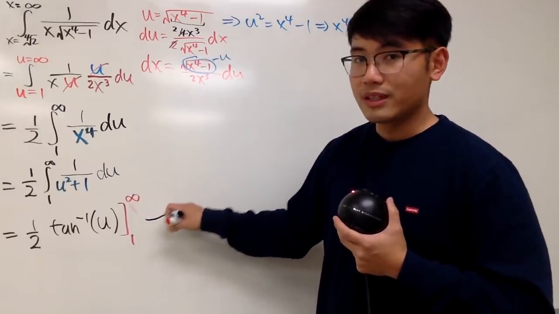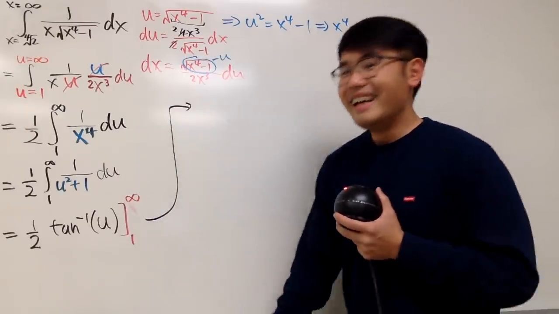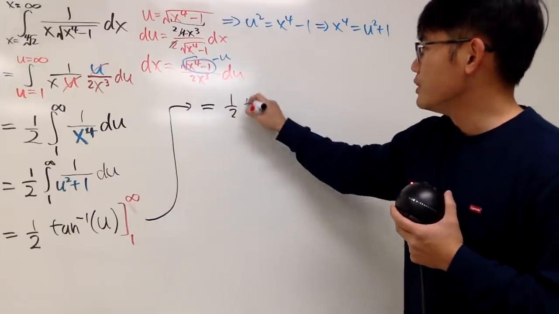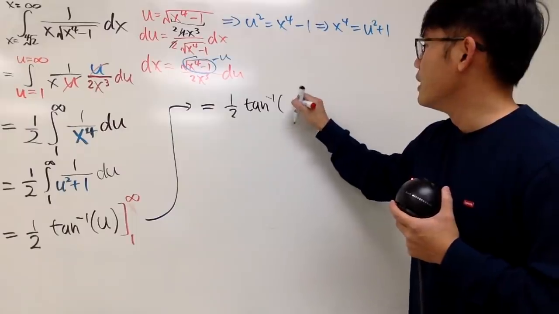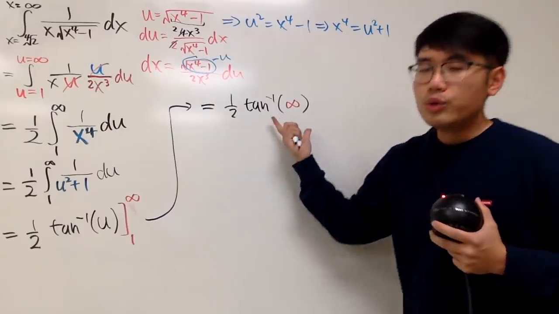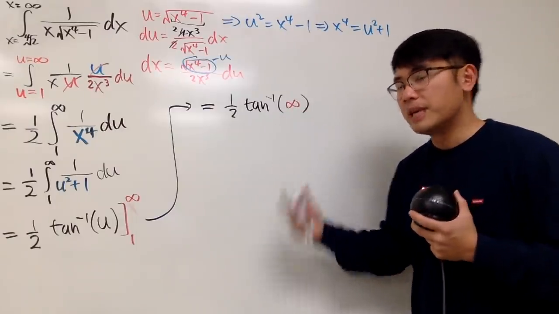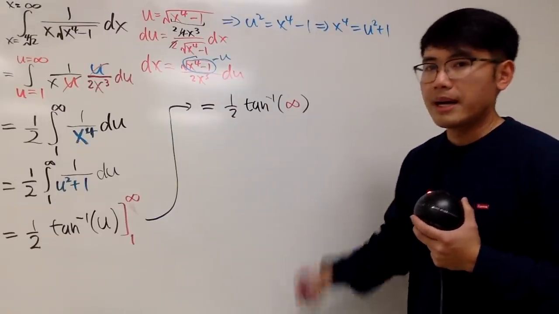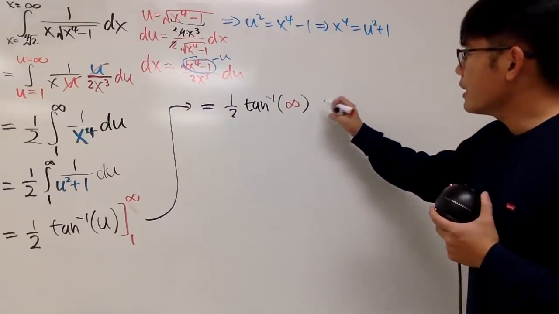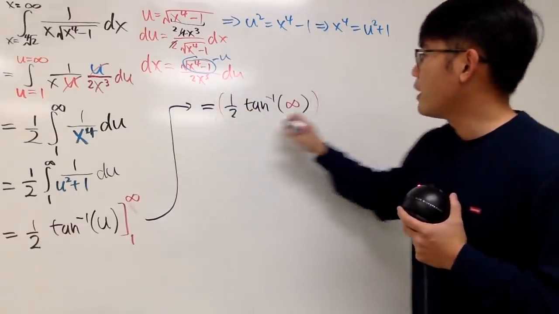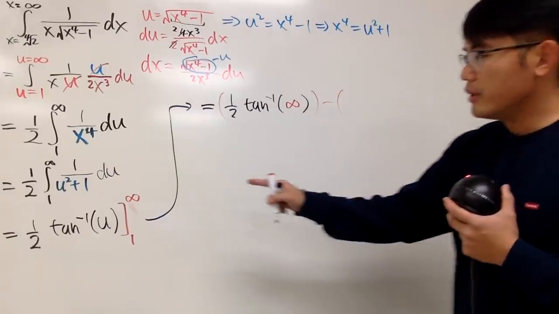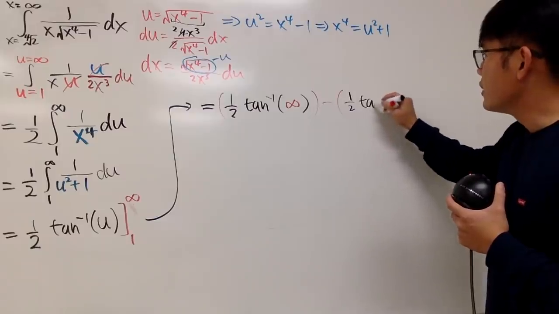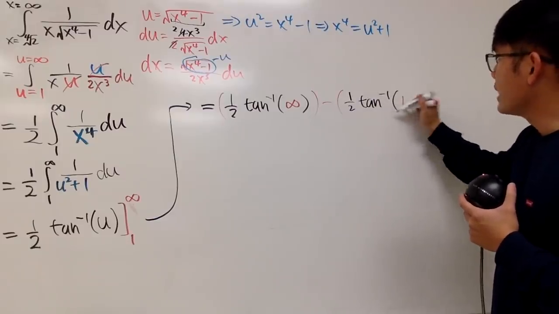Let me just draw another integral sign like this for you guys. Anyway, this right here is equal to 1/2. Put infinity there first, which is the inverse tangent of infinity. And when you do this, you are taking the limit. Okay, just keep that in mind. And in fact, you can draw a conclusion right here. So this notation is not that bad at all. Next, don't forget to subtract. Right? This is the first part, and then you subtract the second part. You put 1 into the u. So we have 1/2 inverse tangent of 1, like that.